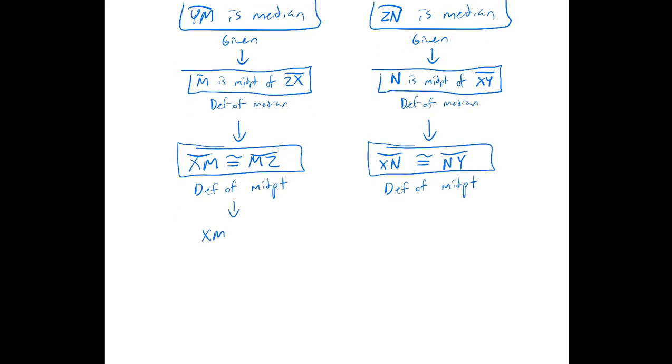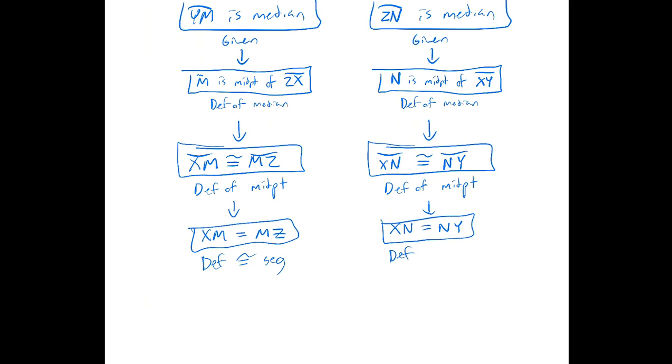Well, then that means that XM is the same as MZ. All right, and that also means that XN is equal to NY. Okay, that's by definition of congruent segments. Now there's a shorter way to do this with a theorem that we did in the past, but I just want to do it ourselves.